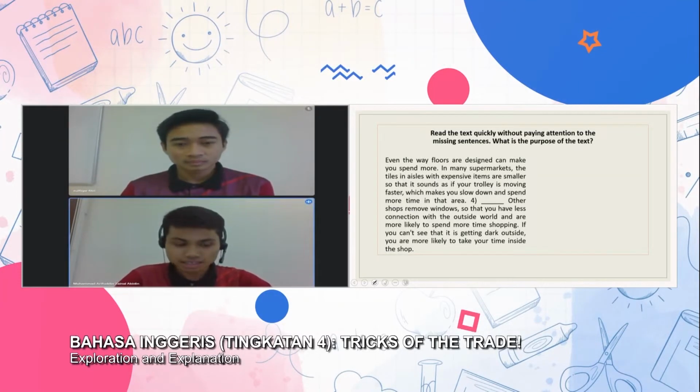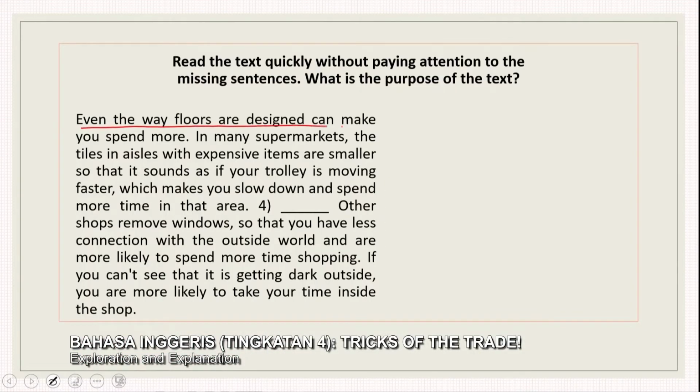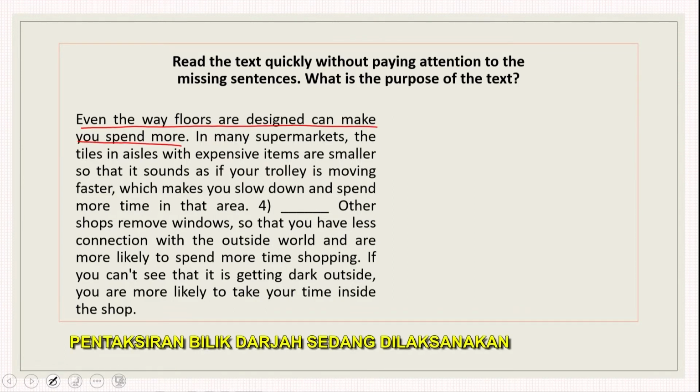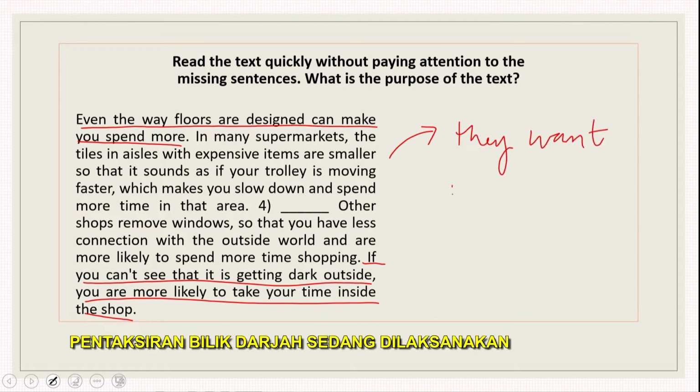Even the way floors are designed can make you spend more. The first sentence, and the last sentence is, if you can see that it's getting dark outside, you are more likely to take your time inside the shop. So the main purpose of this text is the retailers want customers to stay longer at the shop. So the customers will buy more items and spend more money.